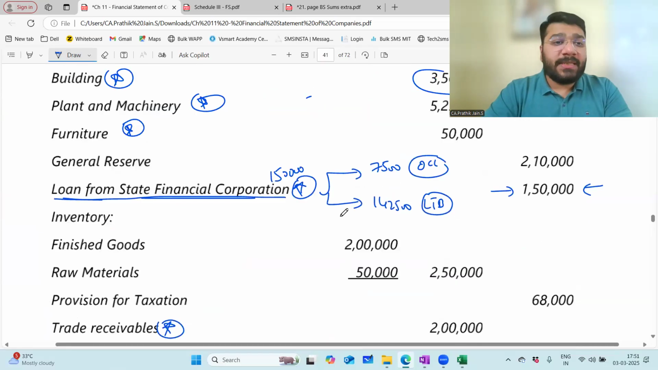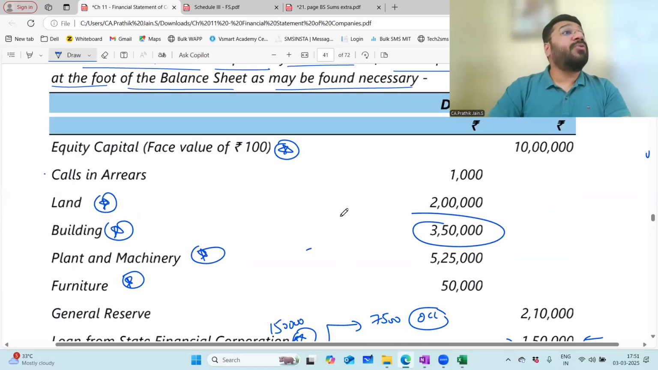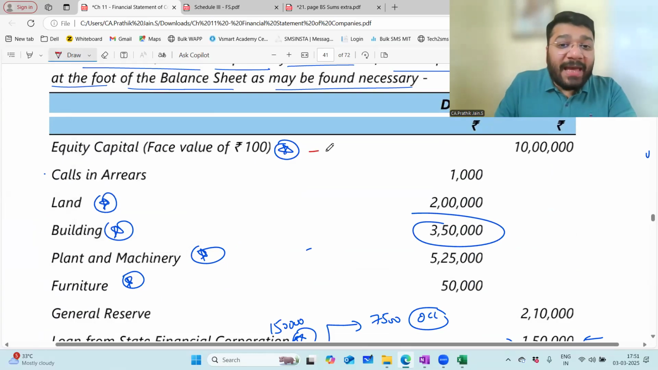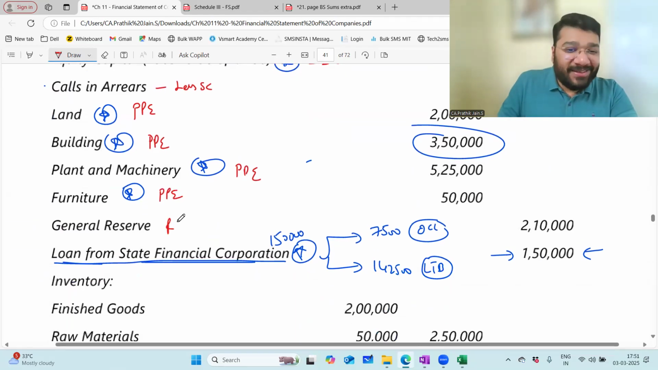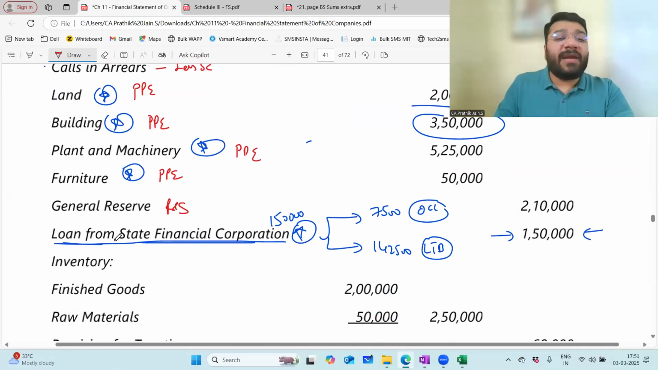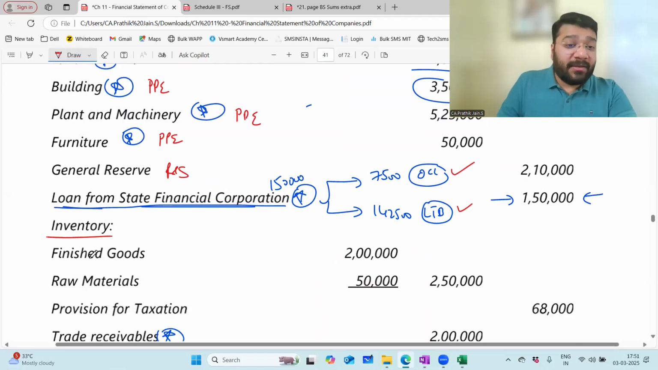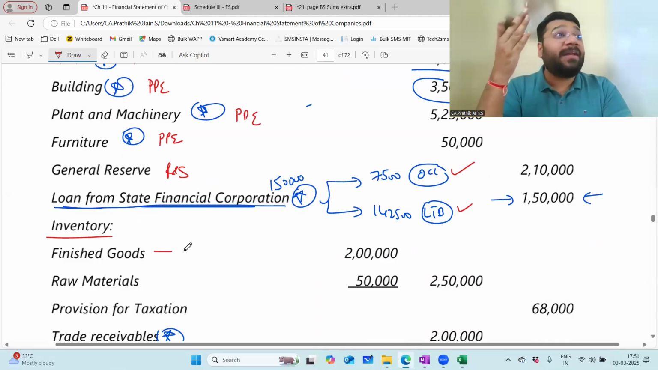Can we come back and see your trial balance? Now, can we do the classification quickly? Equity share capital will go where? Share capital under shareholders' funds. Wonderful. Less from share capital. Land, PPE. Very good. Building, PPE. Plant and machinery, PPE. Furniture, very good. General reserve. Okay. Loan from State Financial Corporation: one part will go to other current liability, the second is long-term borrowing. Inventory is there: finished goods and raw material. Change in inventory.